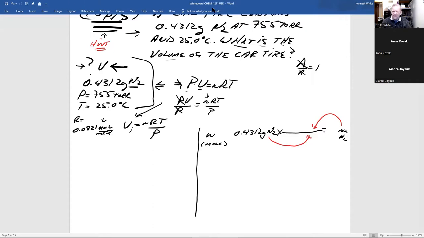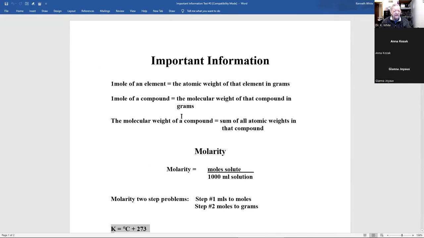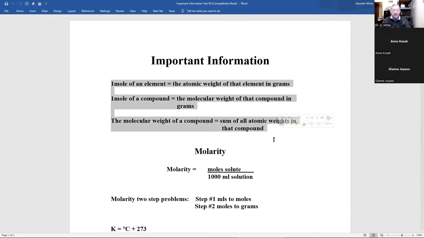Now, I don't know if I put it in, I'll have it in quiz number three, important information. I think I will. And notice here, this will also be in quiz three and also quiz four. One mole of a compound equals the molecular weight of that compound, and the molecular weight of that compound is the sum of all atomic weights of that compound. And hopefully you learned that or will learn that this week for test number one. And that will be given to you in important information.